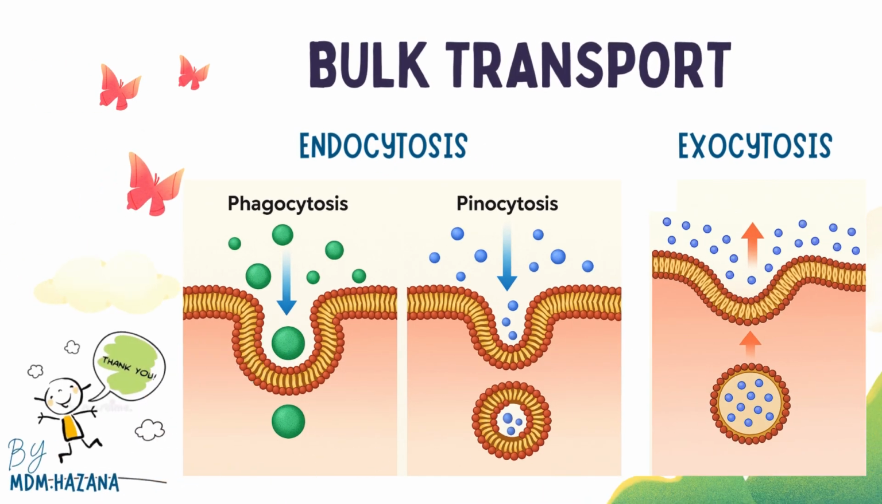With that, we have completed our exploration of how substances move into and out of the cell through these amazing processes. Now let's summarize what we have learned today. In this lesson, we learned how bulk transport moves materials into and out of the cell through endocytosis and exocytosis. These processes are vital for cell survival and function.